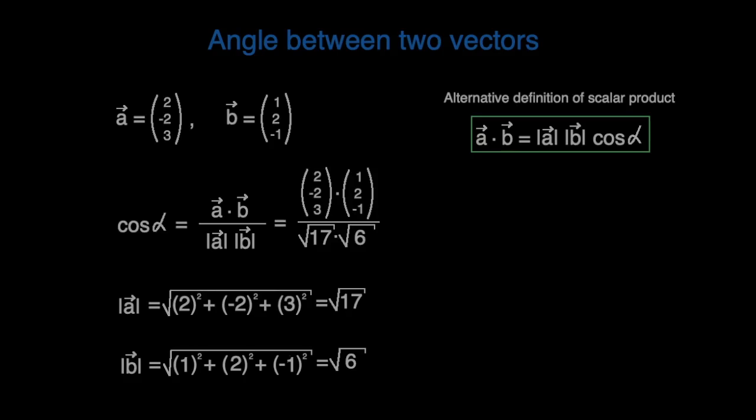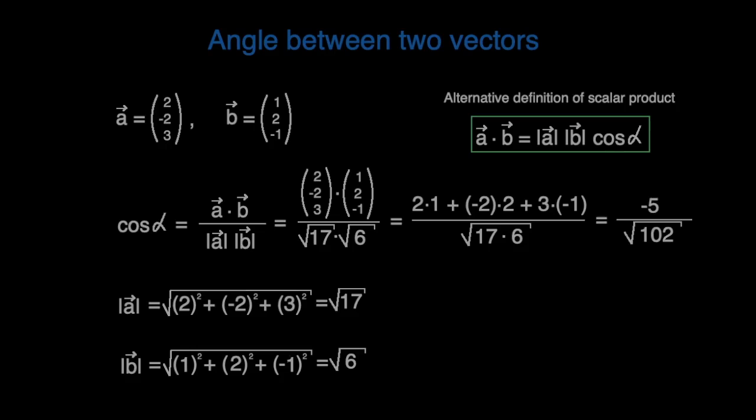So, we get cosine alpha is equal to the vector (2, -2, 3) times the vector (1, 2, -1) over square root of 17 times square root of 6. Using the definition of scalar product, we get 2 times 1 plus minus 2 times 2 plus 3 times minus 1, over square root of 17 times 6. So, cosine alpha is equal to minus 5 over square root of 102.